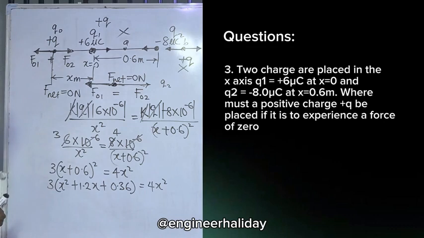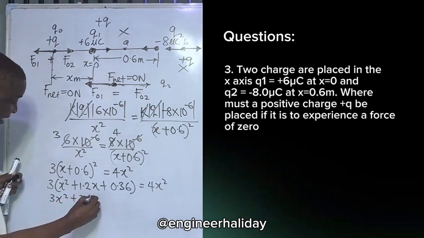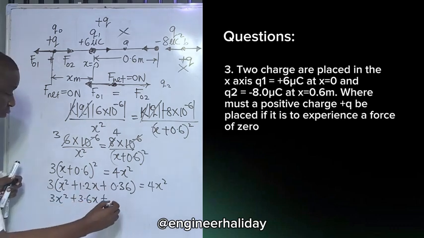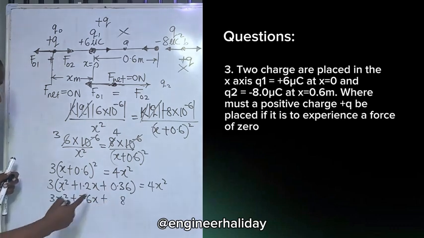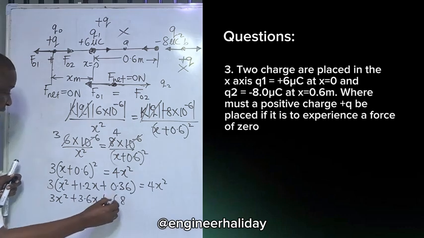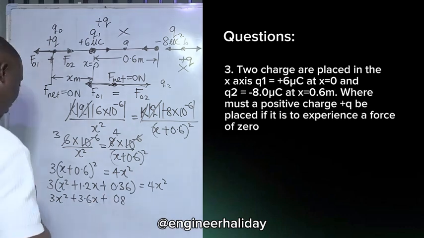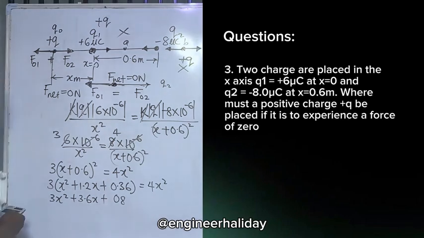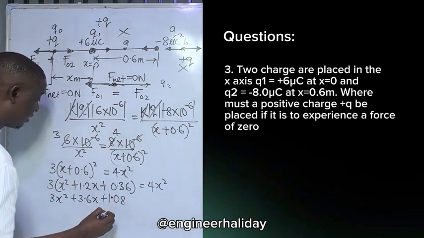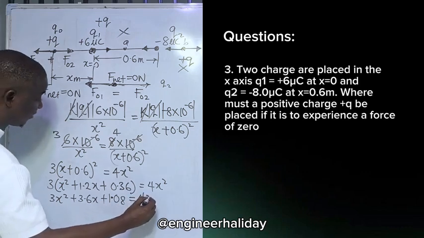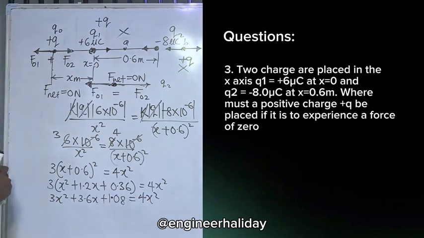If you open the bracket, what do you have? This one now gives us 3 times x squared, we have 3x squared. This one 3 times will give us 3.6x. Then 3 times this, that should be 8, carry 1, 6, 9, 10, 0, then 3 times 0.36, that should be about 1.08, equal to 4x squared. Okay, now having done that, what do we do?